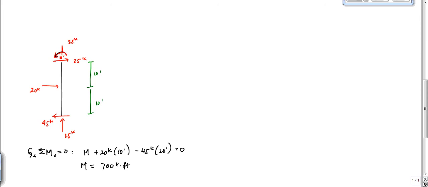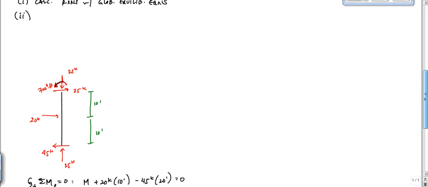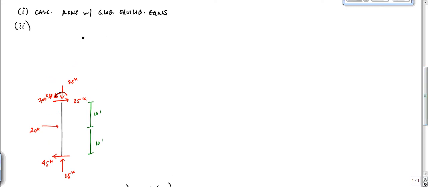So my moment here is 700 kip feet. Okay. Now I want to take a closer look at the joint. So I'm going to blow up the joint over here. I'm going to go to the joint, and here's the joint at A.